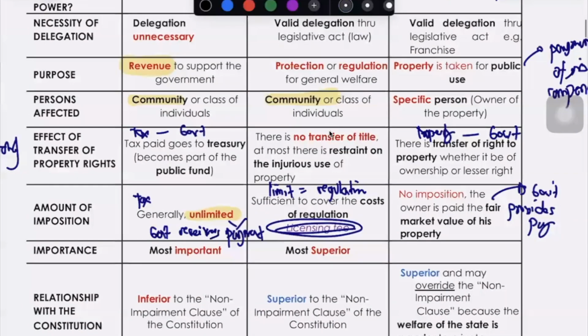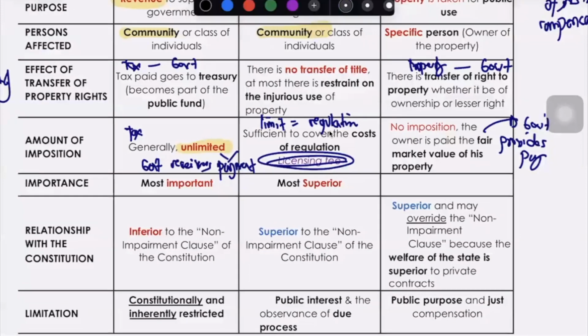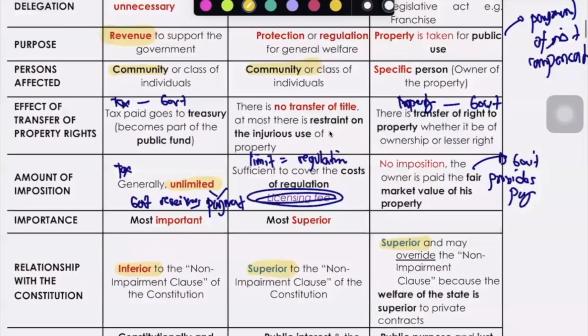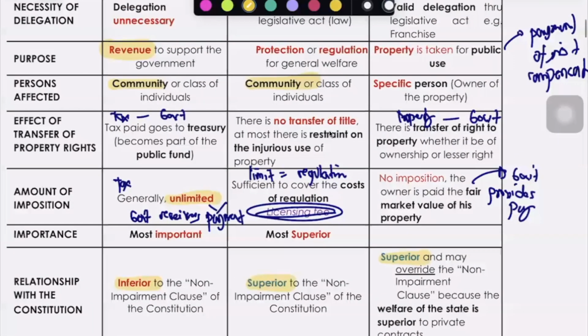Next, we have the relationship with the Constitution. Take note of this. Police power and eminent domain are superior. Why? They can impair the Constitution. But taxation is inferior. It cannot impair, especially the non-impairment clause. So police power and eminent domain can override some clauses.